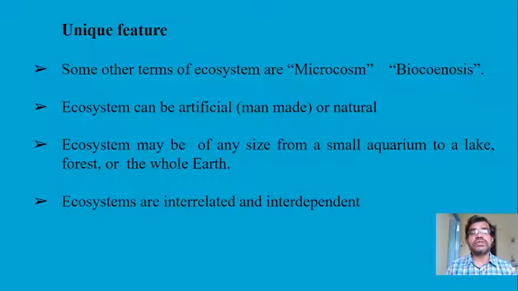And ecosystems are interrelated and interdependent. So there is no clear boundary. You cannot draw any boundary between two ecosystems. They are interdependent and interrelated. One ecosystem is dependent on another ecosystem. You cannot separate them, you cannot demarcate them.